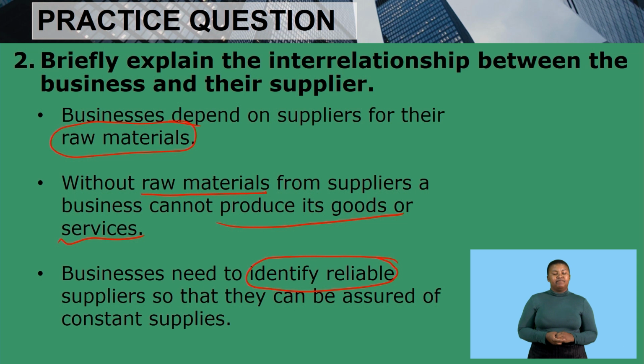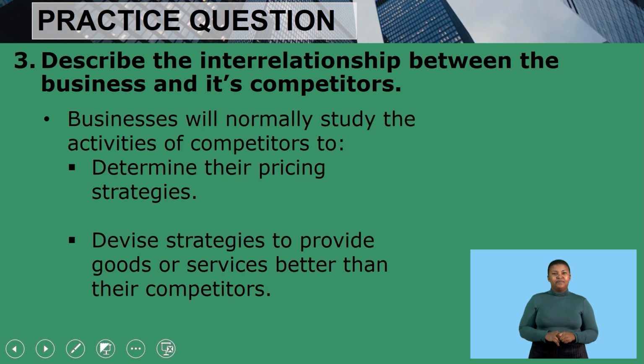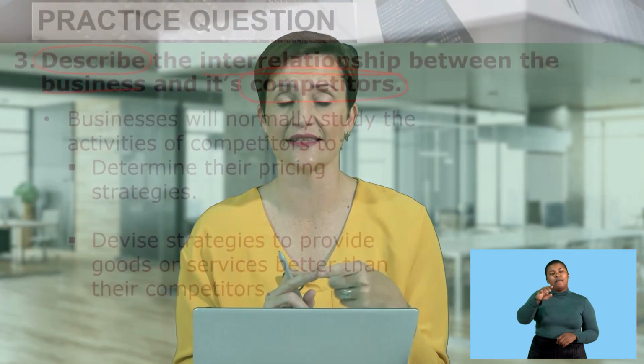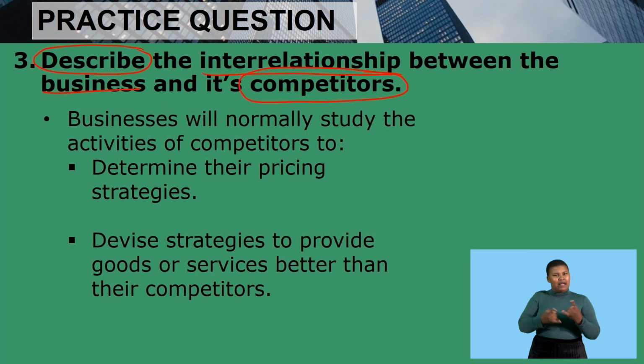So let's take a look at question 3. Question 3 asks, describe. Now describe means you have to answer in full sentences. What must be described? We must describe the interrelationship between the business and specifically its competitors. So remember, our competitors are any business that delivers the same or similar products and services as we do.